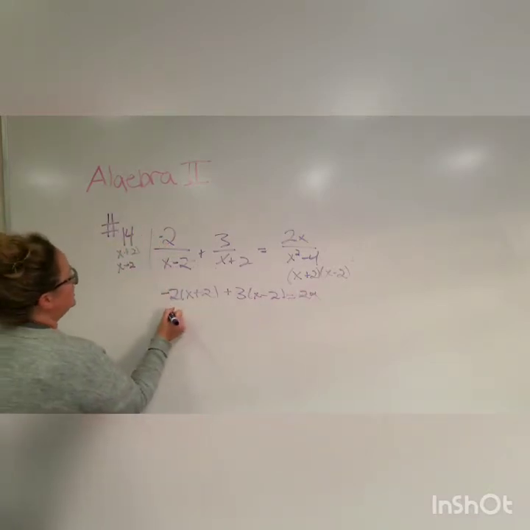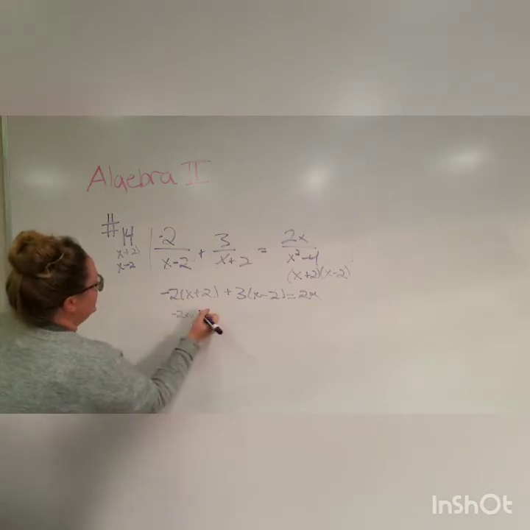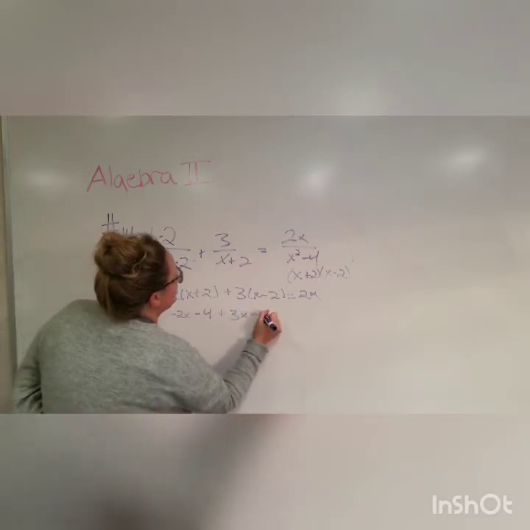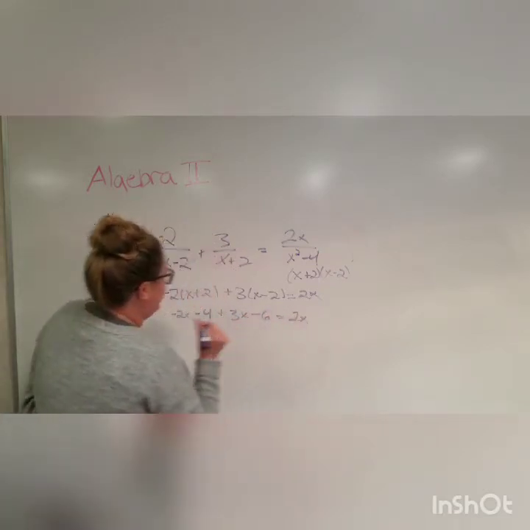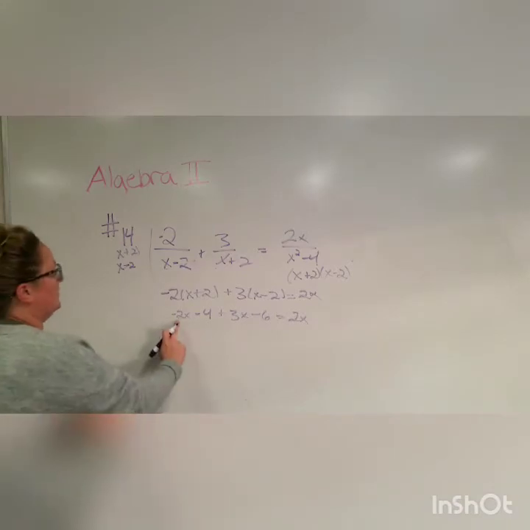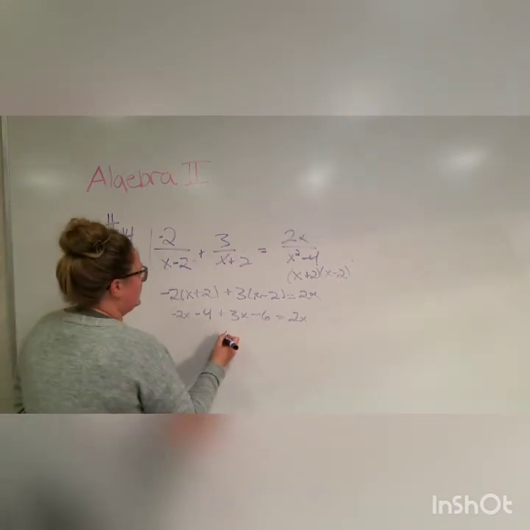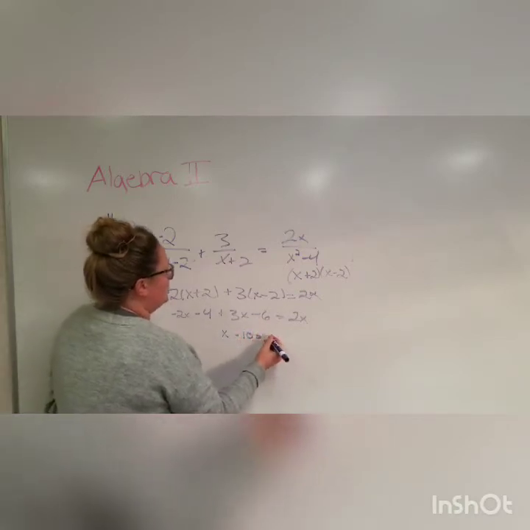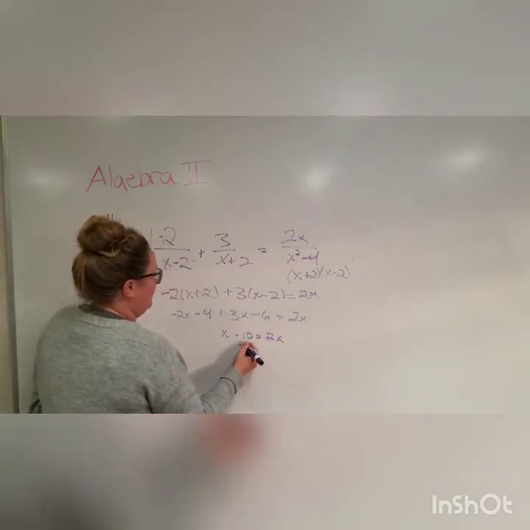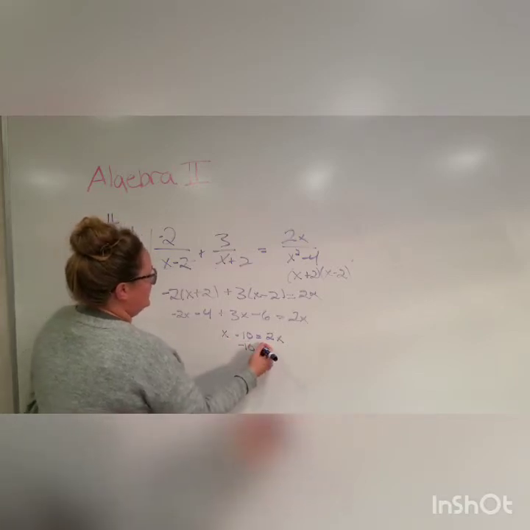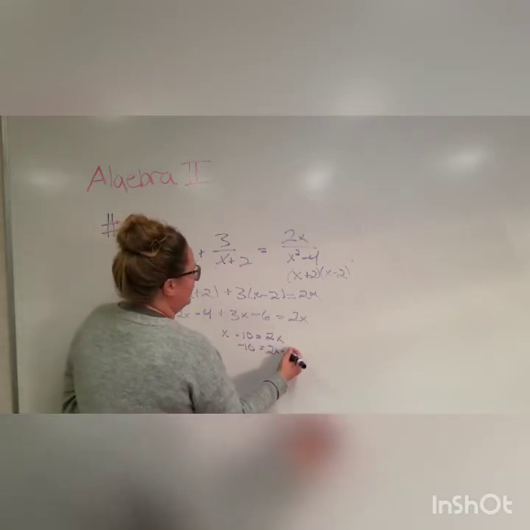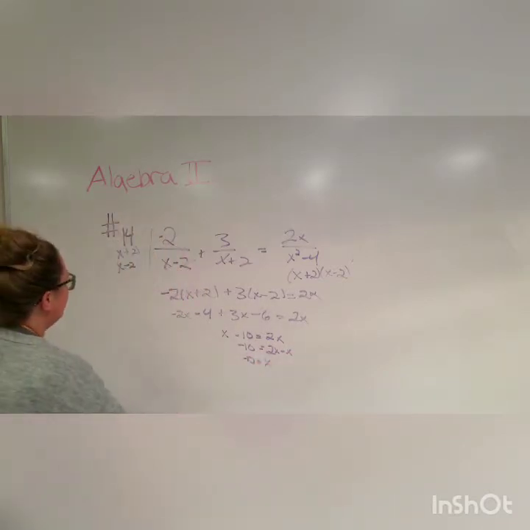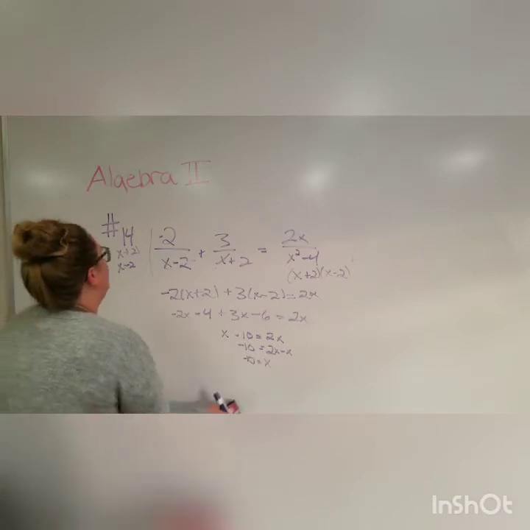So do your multiplication. Negative 2 times x is negative 2x. Negative 2 times 2 is negative 4. 3 times x is 3x. 3 times negative 2 is negative 6, equals 2x. All right, let's combine our like terms. We have negative 2x plus 3x is positive x. Negative 4 minus 6 is negative 10, equals 2x. And then to solve for x, we'll just move this x to this side. It'll be 2x minus x. So negative 10 equals x. All right, that was problem number 14.